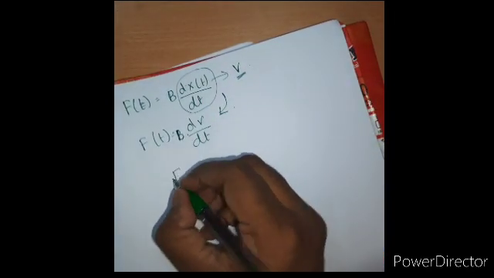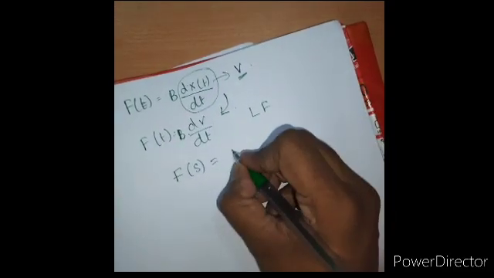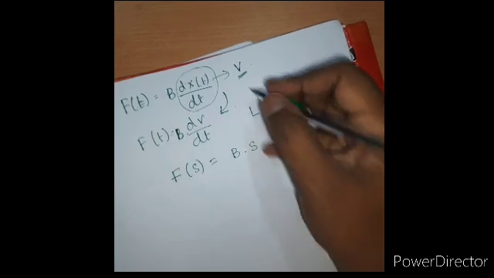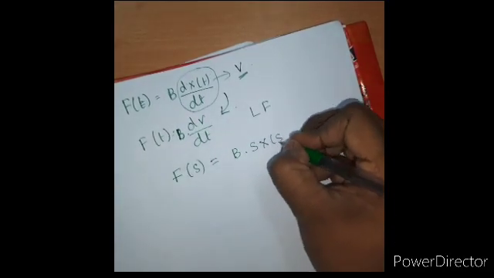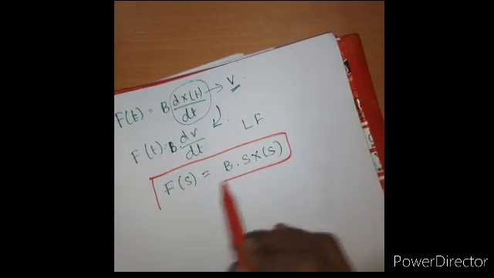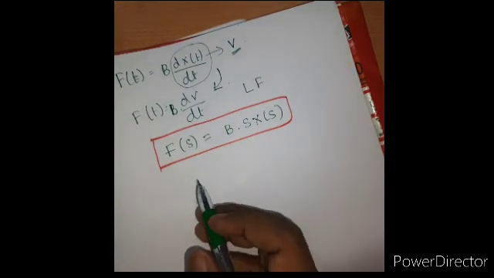Now what are you going to do? Take the Laplace transform of that. Then f of s is equal to b into s into x of s. This is the final expression for the friction, f of t, f of s for the friction.